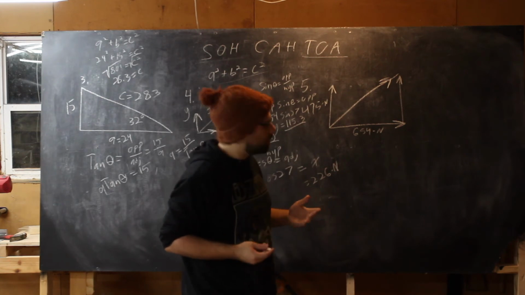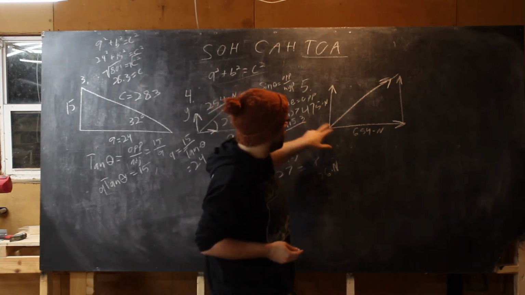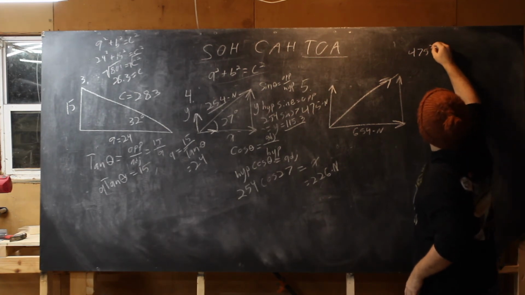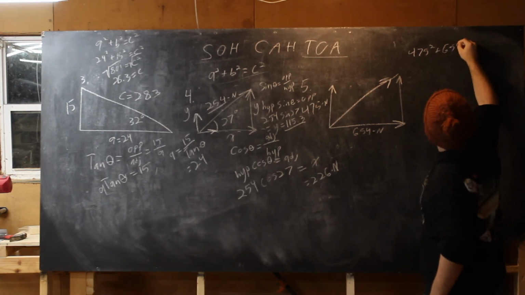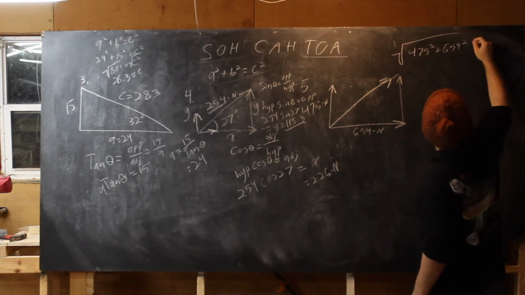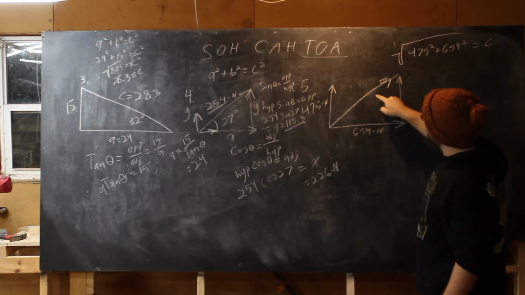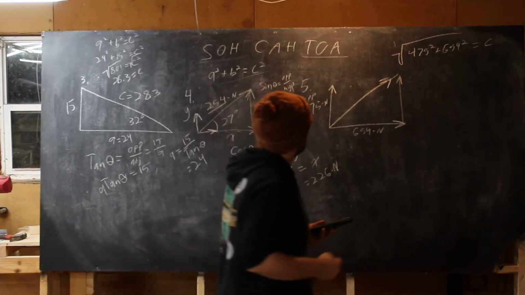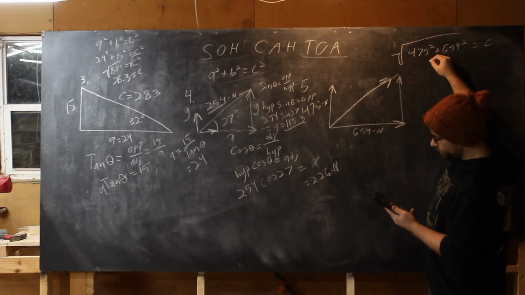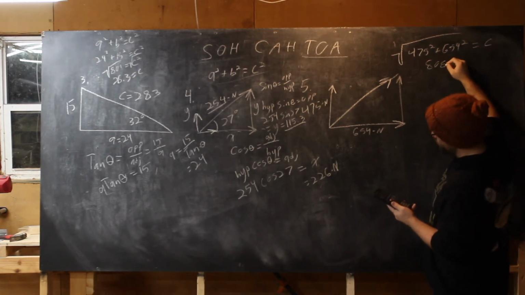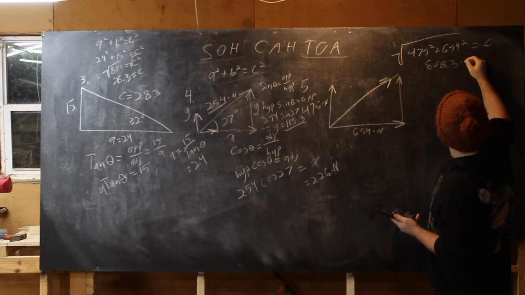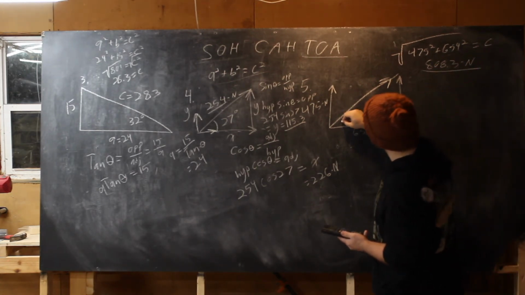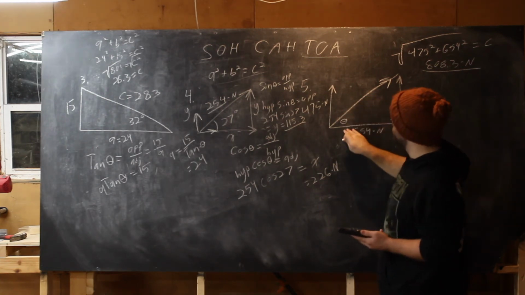It should make sense. So, 475 squared plus 654 squared, and square root that whole thing will equal c, and c will be my resulting vector. Okay, let's go ahead and do that. And that resulting vector is going to be 808.3 newtons.